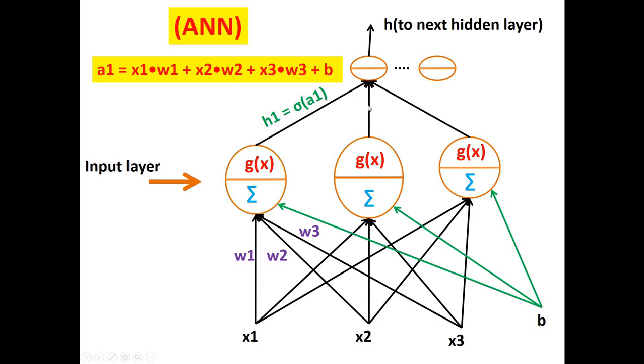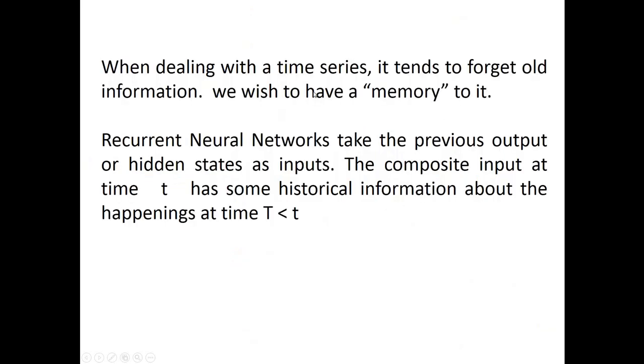So H1 comes, H2 comes, H3 comes, then again they get added, going through another sigmoid function here to get another H. That is how it propagates. Now when dealing with time series, it tends to forget old information. We wish to have memory in that. So that is where the new technology came in.